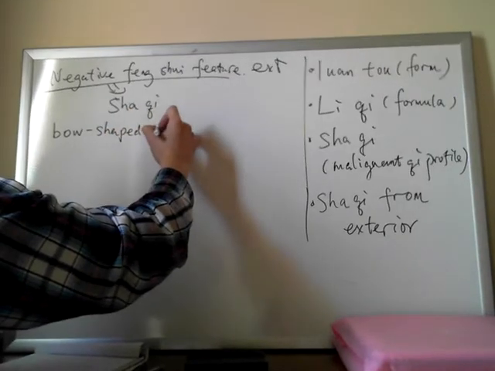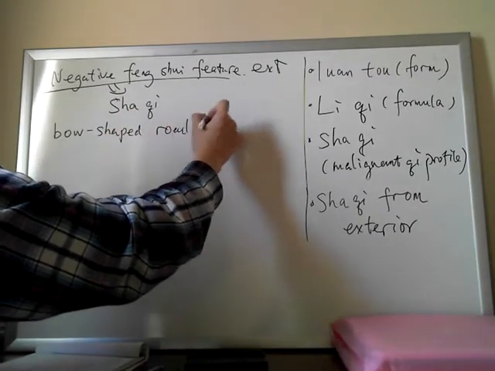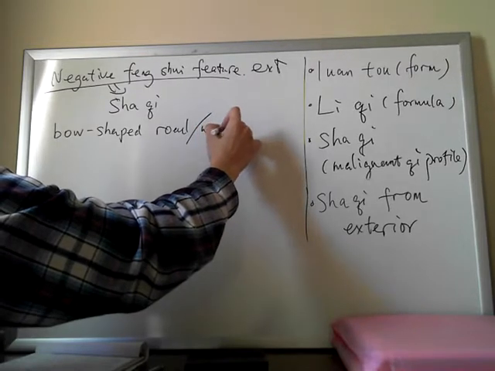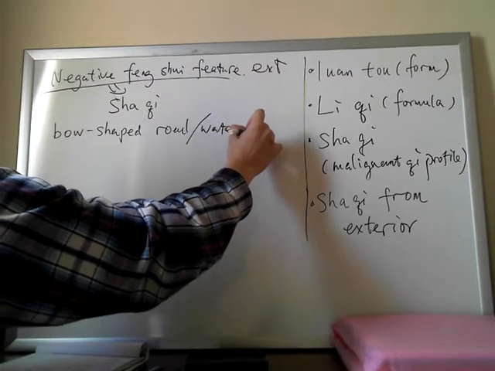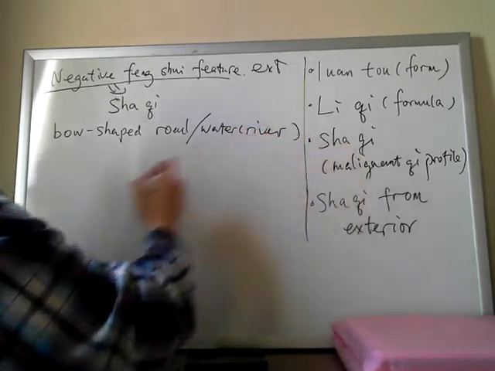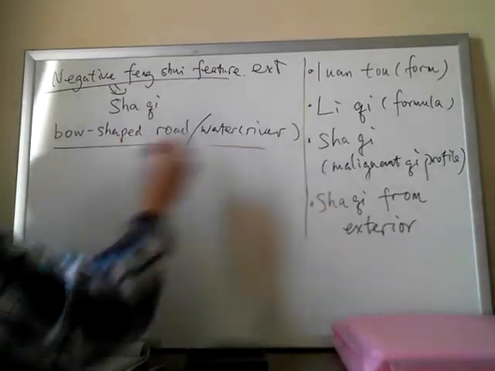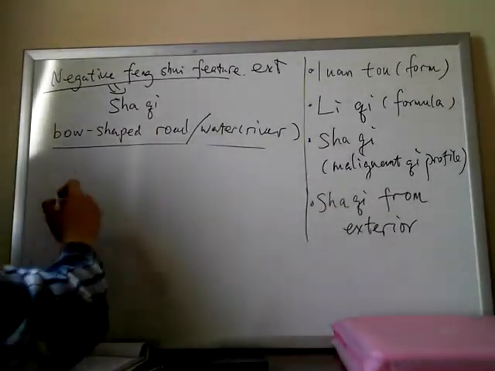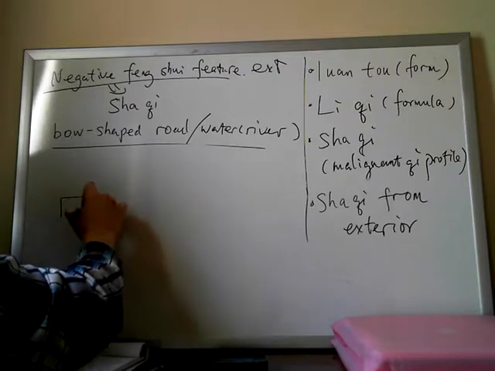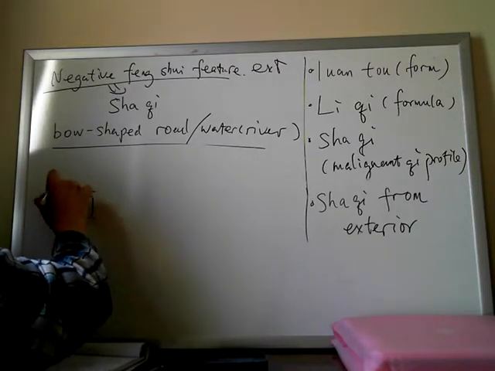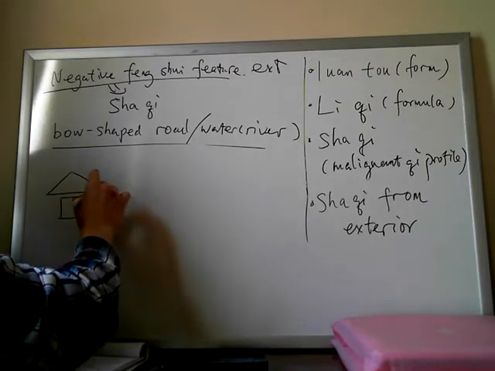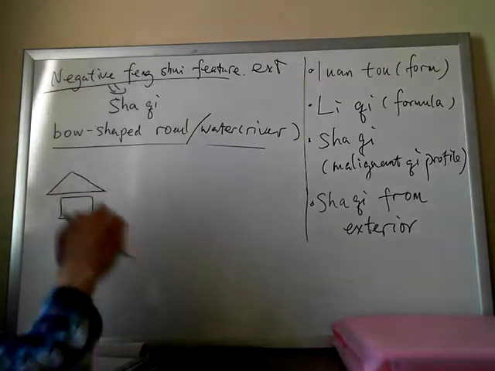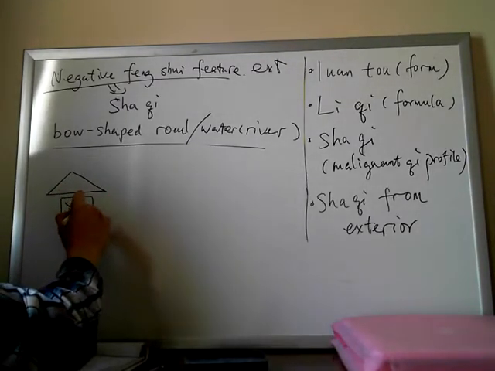Bowl-shaped road. First example. Sometimes it's water, river. Okay. What does it look like? So let's say this is your house. I'm a very bad drawer, so forgive me on this. That's you. It's your house.